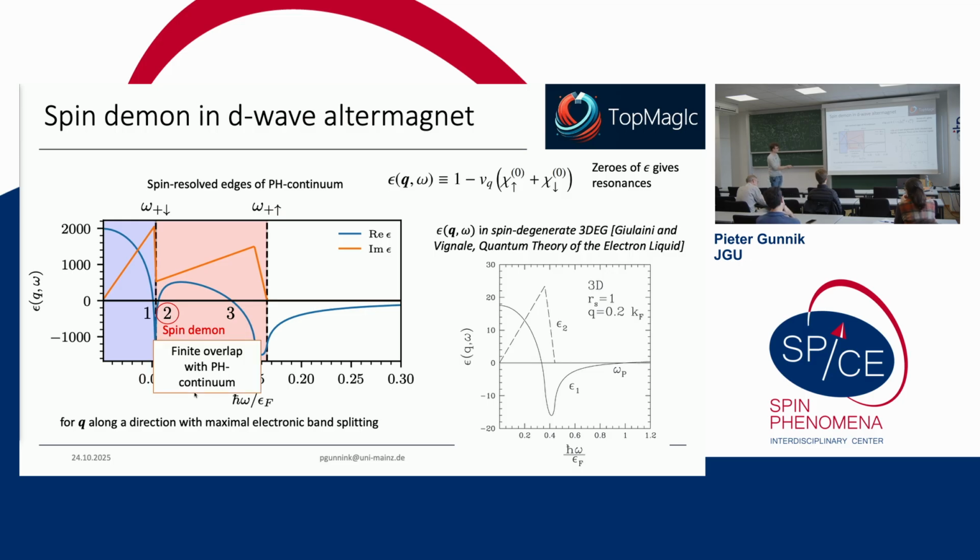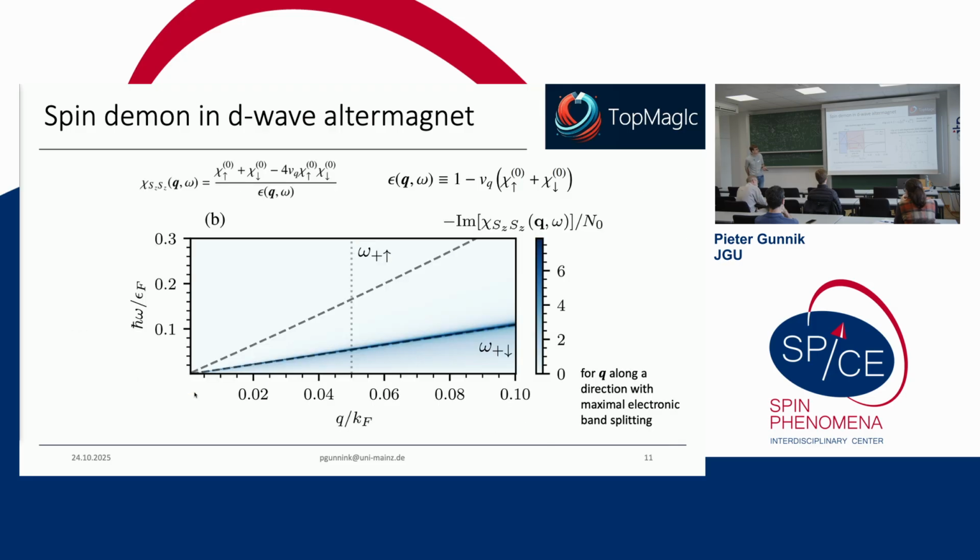Right, but the problem is, we cannot do just a qualitative assessment, right? We have to also look at what is actually the amount of overlap with this imaginary part of the dielectric function. That's another way of saying what is the overlap with the particle-hole continuum. And so we need to quantitatively calculate these things in order to see what is the damping of this spin demon. So this is actually what I'm going to show you here. I'm going to show you a color plot of the imaginary part of chi-SZ, meaning that if this thing peaks, we have a zero here, and therefore we have a strong response in chi-SZ.